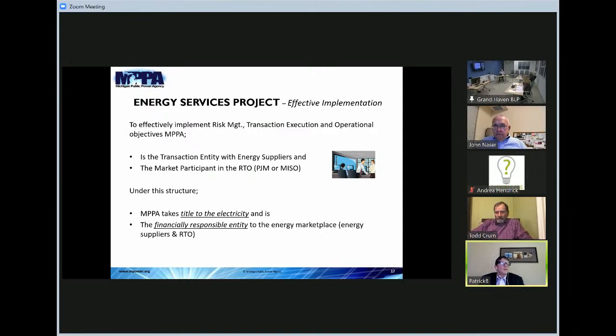So to implement the risk management, the transaction execution, and the operational objectives of MPPA, we act as the transaction entity with energy suppliers. Our members don't transact with energy suppliers directly, although they're not prohibited from doing so. But MPPA is a transaction entity, and we are what is referred to as the market participant in the wholesale market. So in PJM and MISO, they see MPPA as a collection of its members. Under the structure, we take the title to the electricity, and we're the financial responsible entity to the energy marketplace.